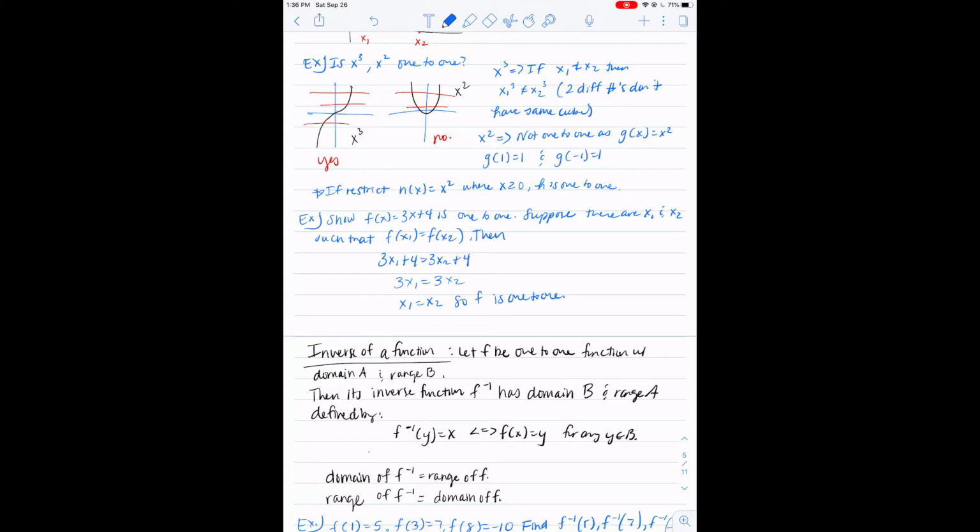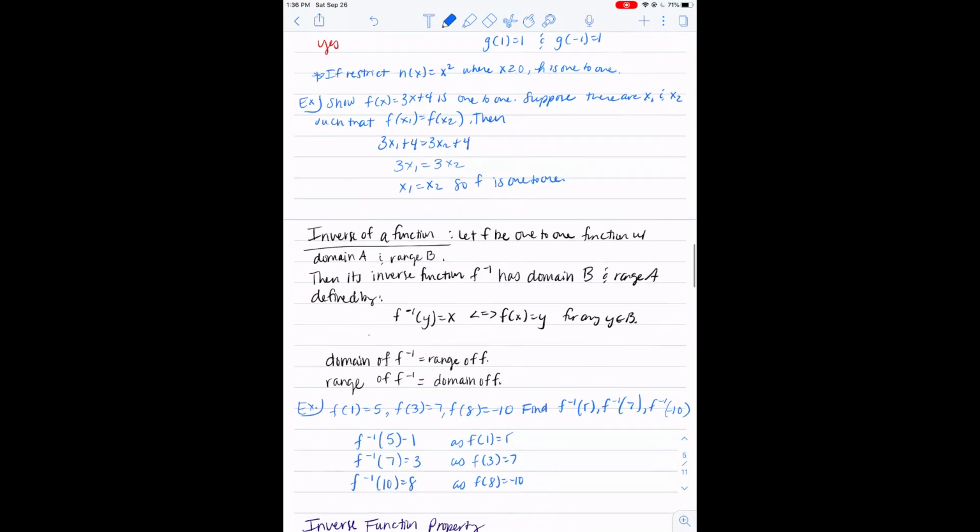x squared is not one-to-one. We could do our horizontal line test and see that. We can also see that for g(x) equals x squared, g(1) equals 1 and g(-1) equals 1. So we have two different x values getting sent to the same y value, which is not one-to-one. But if we were to restrict x squared so the x's could only be positive, then it would be one-to-one.